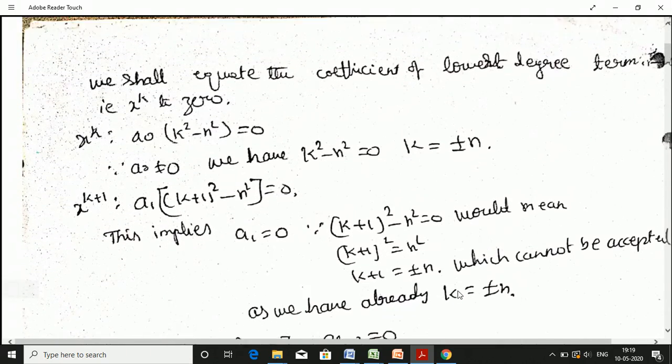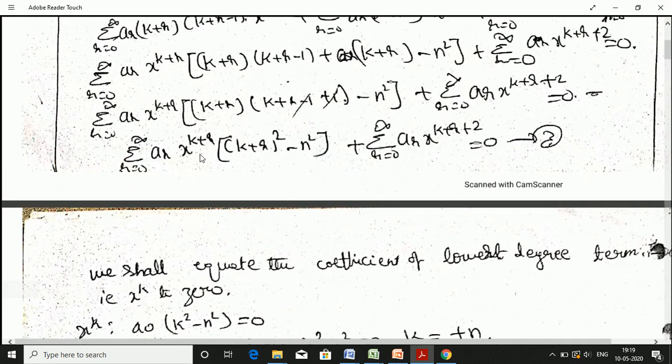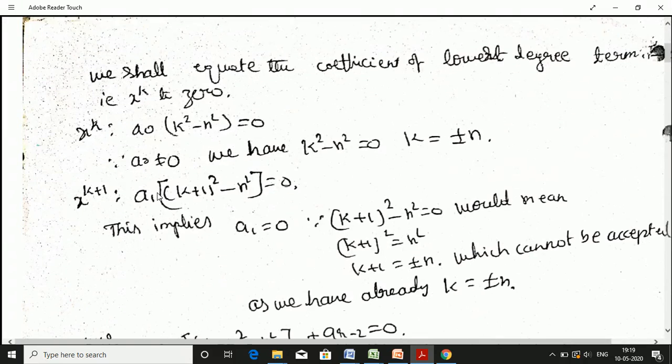Now, when r is equal to 1, x power is k plus 1, and for r equal to 0 itself, x power is k plus 2. Of k plus 2 and k plus 1, x power k plus 1 is the least power, so equate its coefficient to 0. Its coefficient is a1 into k plus 1 whole square minus n square equal to 0. This implies that a1 is equal to 0 or k plus 1 whole square minus n square equal to 0. It means k plus 1 whole square is equal to n square. It gives k plus 1 is equal to plus or minus n, which cannot be accepted because already we have k is equal to plus or minus n. Hence, the only possibility is a1 must be equal to 0.